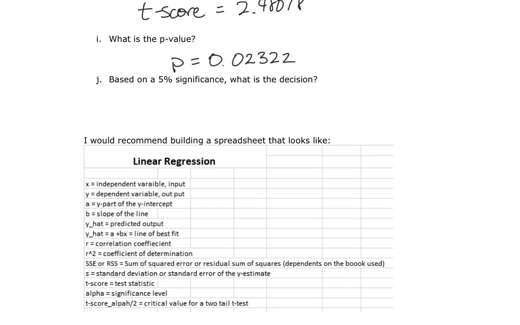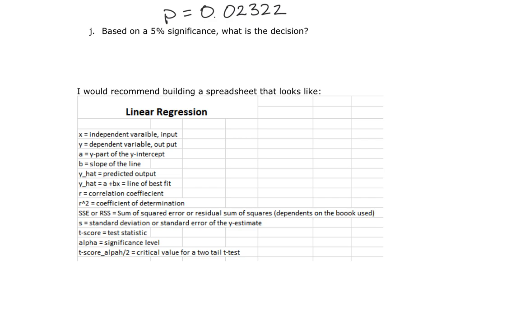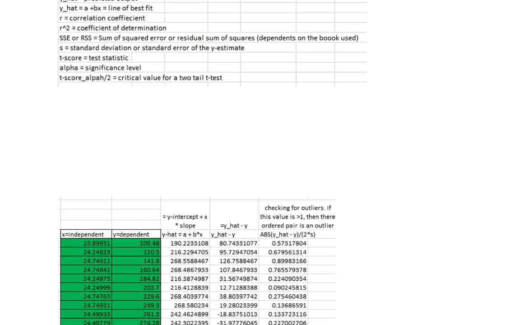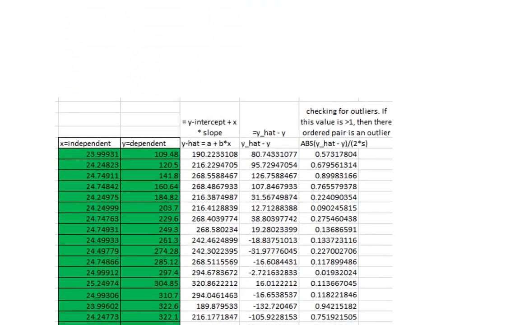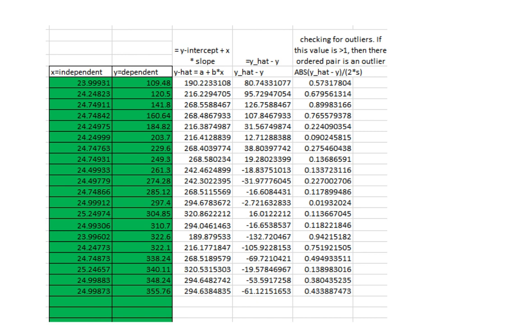So this is my spreadsheet. I like to label all the things that I'm going to be doing. You probably want to pause it right there if you want to. You don't have to. And this is my data. Every time I put in anything in green, that means that's the input. And then I put my y hat here, where y hat is equal to my y part of the y-intercept plus my slope times x. So these are my predicted values.